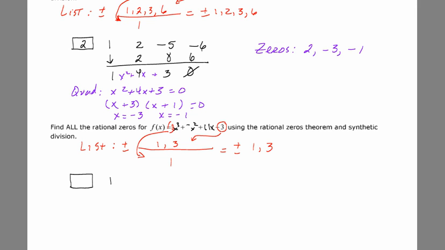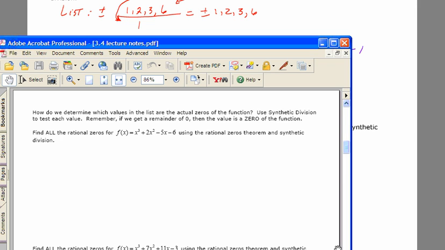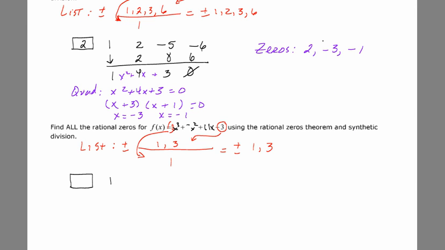I don't know what that number is. Let me see what that number is. 7x². So 1, 7, 11, negative 3. Drop down the 1. And let's pick something from this list to put in the box. I'm just going to start with 1. And 1's not going to work. When you see you're not going to get a remainder of 0, hit the next value. Let's try 3.